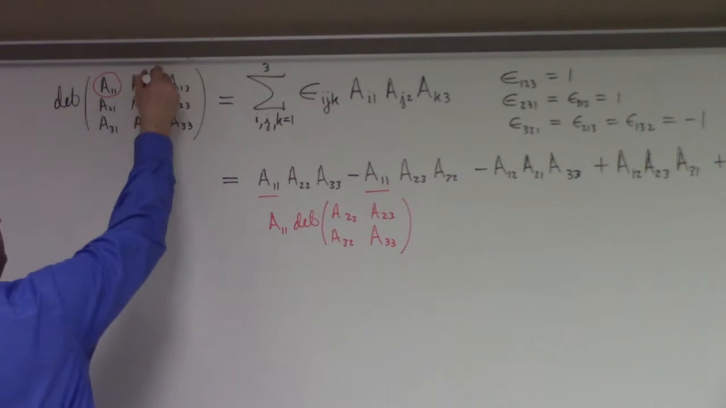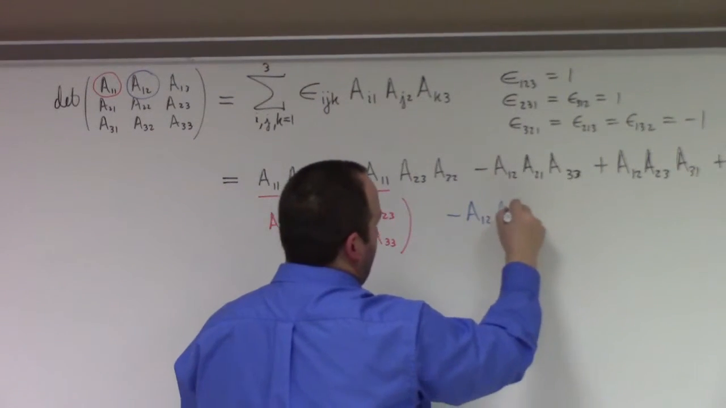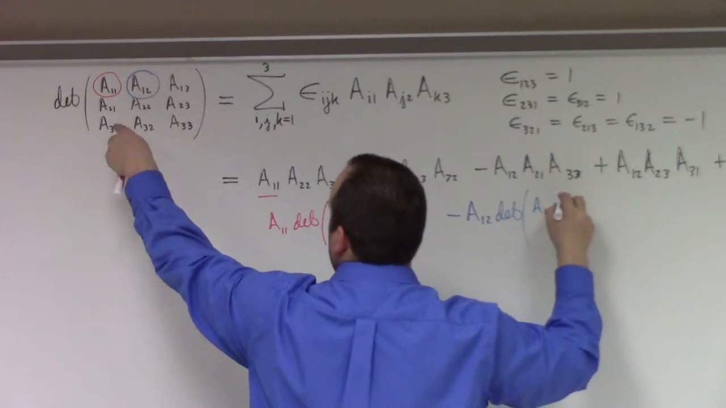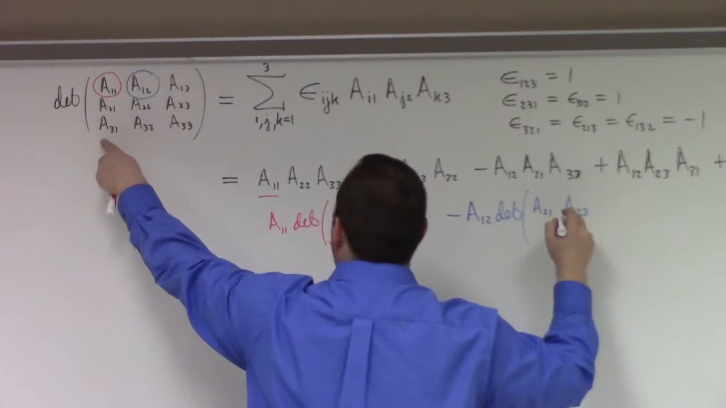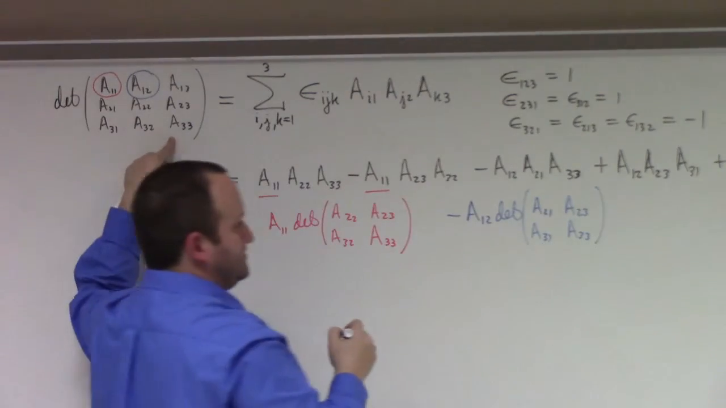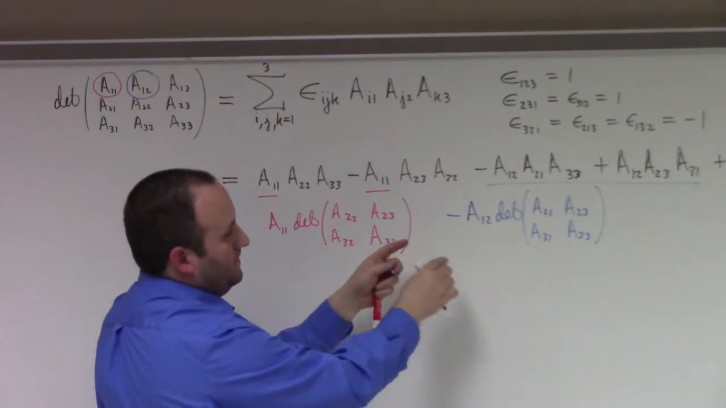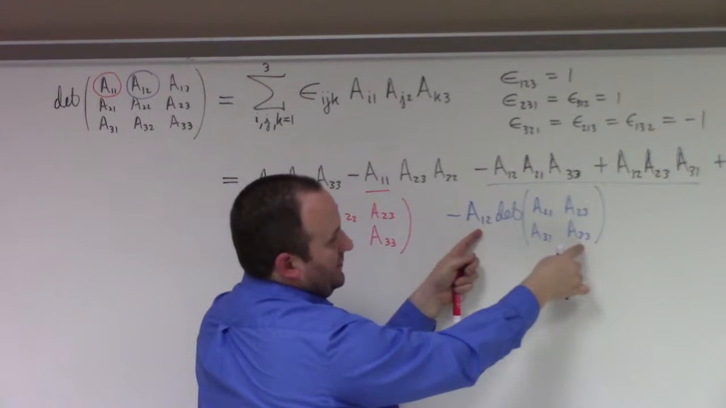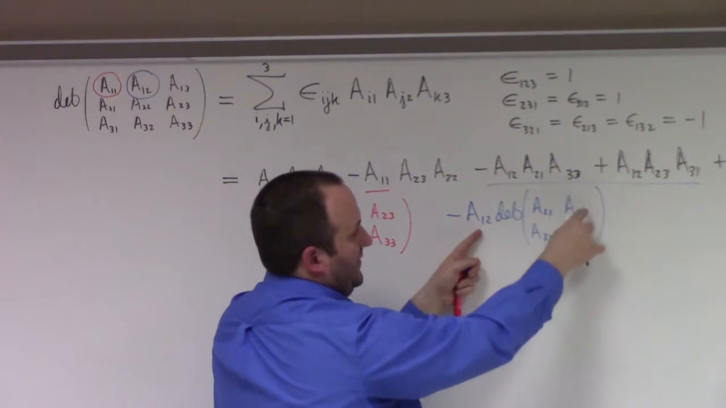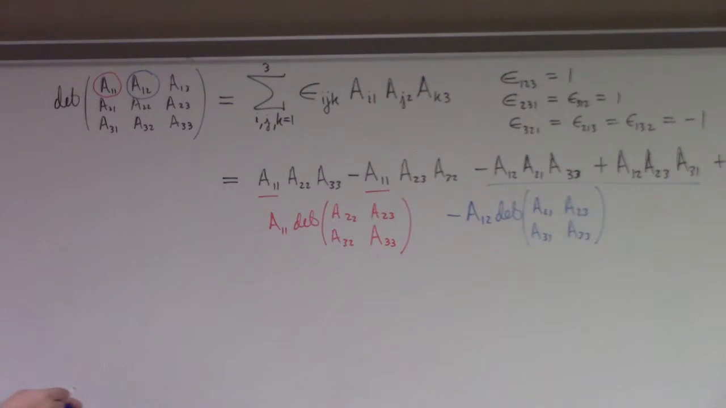Then this one, it goes plus minus. I get minus A12 times the determinant of everything that's not in the first row and second column. So that's A21, A23, A31, A33. And you can check that these two terms are exactly this, right? Because I have A21 times A33, that's this term. And then I've got minus A23 times A31, but that minus and that minus gives me a plus.